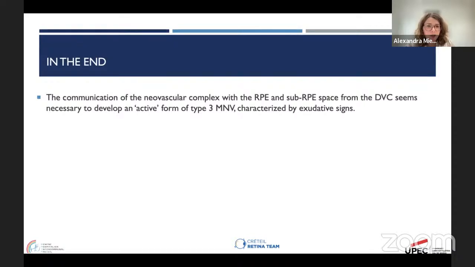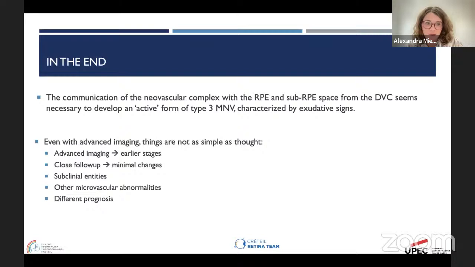So in the end, I think the communication of the neovascular complex with the RPE and the sub-RPE space from the deep capillary plexus seems necessary in order to develop what we call an active form of type 2 macular neovascularization, which has exudative signs and which we will treat by anti-VEGF.